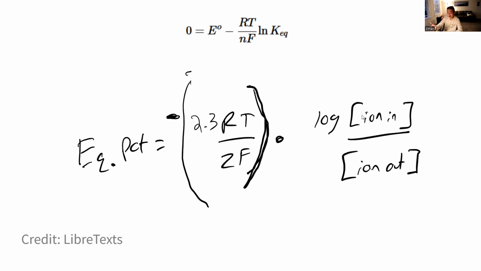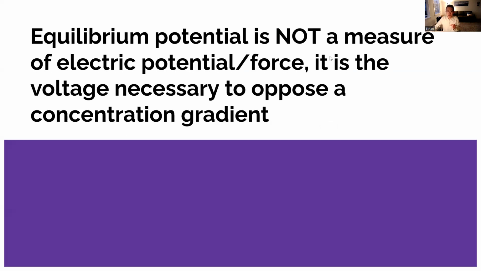But before I do that, I want to make one thing abundantly clear, because this was very confusing to me, and I believe it is a common misconception about equilibrium potentials. I mentioned before electrostatic repulsions and force, and how that generates its own force that's separate but related to the concentration gradient, based on the difference in charge on either side of the membrane. Equilibrium potential is not a measure of that electric potential force. Rather, it is the voltage necessary to oppose a concentration gradient.